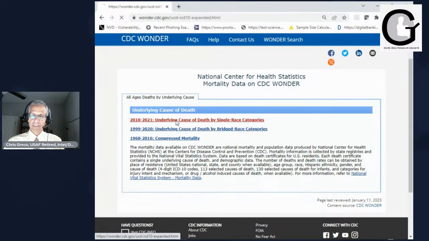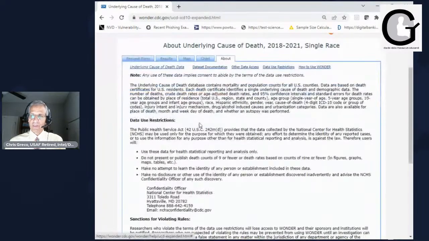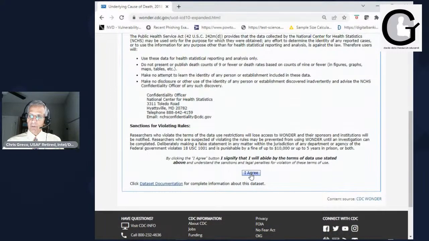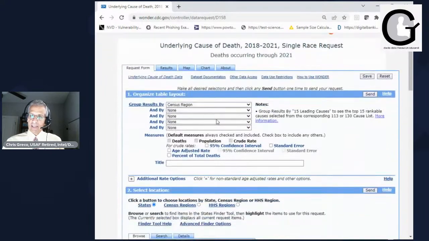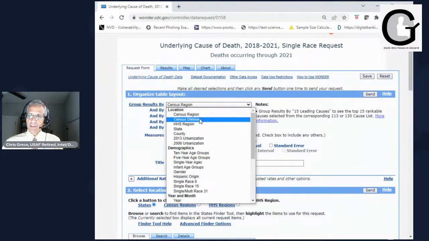And it's interesting because you take 2018 to 2021, which goes pre-pandemic and then towards the end of the pandemic. And you can see you have to put I agree, which is fine. You put I agree, that this says you're not going to use it for bad purposes. And look at all the different things you can do. Now we're just going to do by year here, but we can do by census region. We can do by state, county. We can do by a ton of different things here.